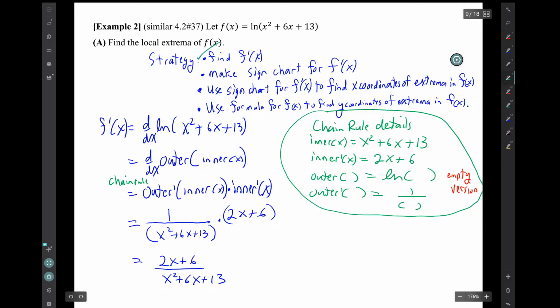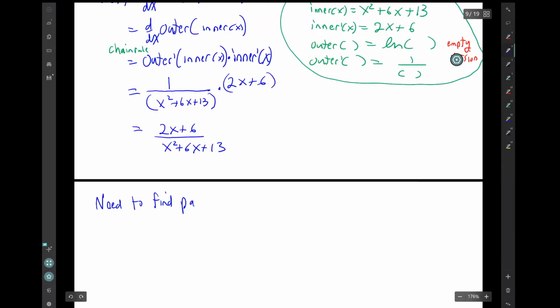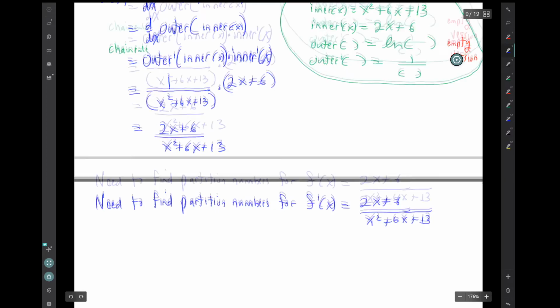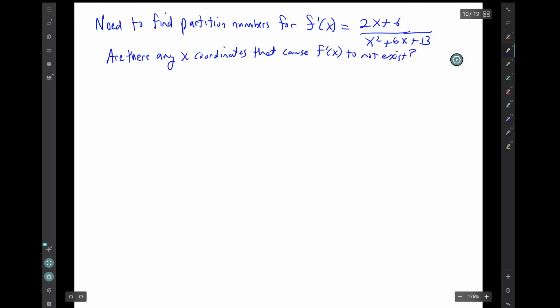Now we need to make a sign chart for f prime. So for that, we need the partition numbers for f prime. We'll do that on the next page. So to find the partition numbers, we need to find the x-coordinates that cause f prime to be undefined or to be 0. So our first question is, are there any x-coordinates that cause f prime to not exist?